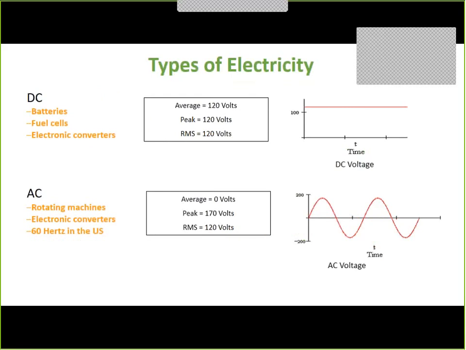Okay, types of electricity. There's DC and AC. DC comes from batteries, fuel cells, and electronic converters. It's constant, so it's literally a straight line over time. The alternating current you get from rotating machines, because when you rotate a magnet, you naturally get this oscillation, and that's what the primary voltage is for our grid.